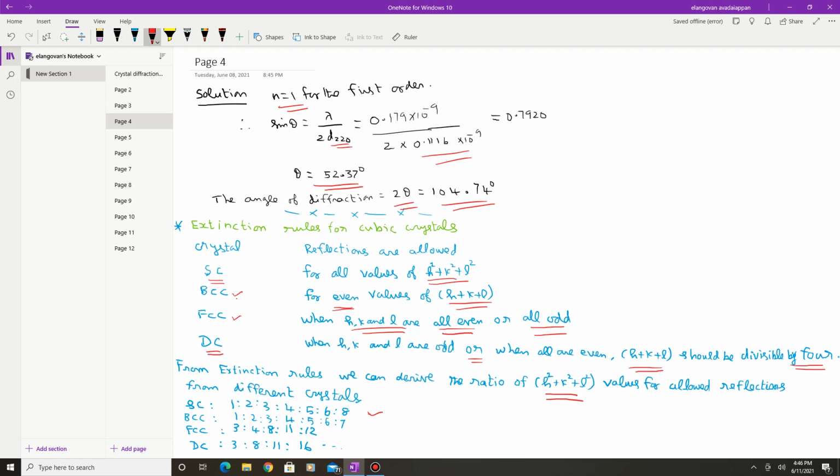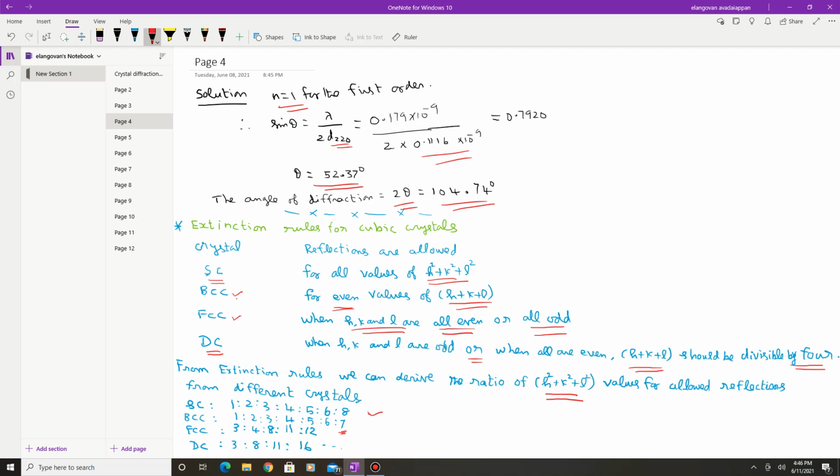You can remember it easily. For BCC, it is 1:2:3:4:5:6 and 7. So there is a difference here. 1, 2, 3, 4, 5, 6, and then the seventh position. For SC the number is 8, and for BCC it is 7.